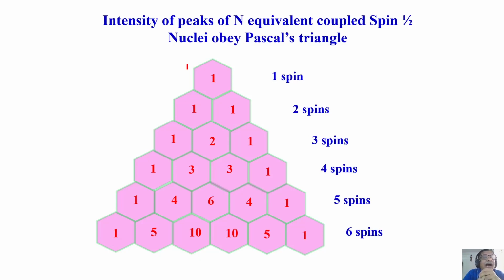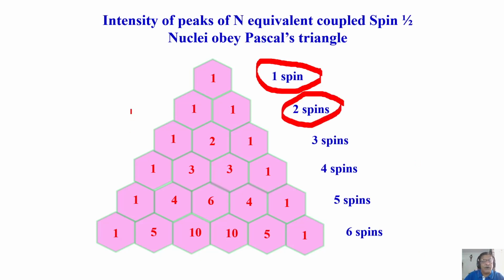For this, the intensity of the peaks of equivalent spins, when equivalent spins are coupled to another spin, obeys what is called Pascal's triangle. This is a Pascal triangle. Let us say I have a single spin system. How many peaks do I get? For example, CHCl3, if I see the proton, I have already told you, we will get a single peak. If one spin is coupled to another spin, each spin will be a doublet.